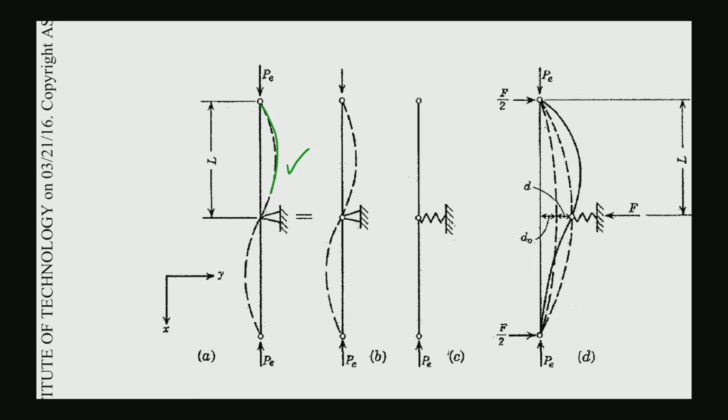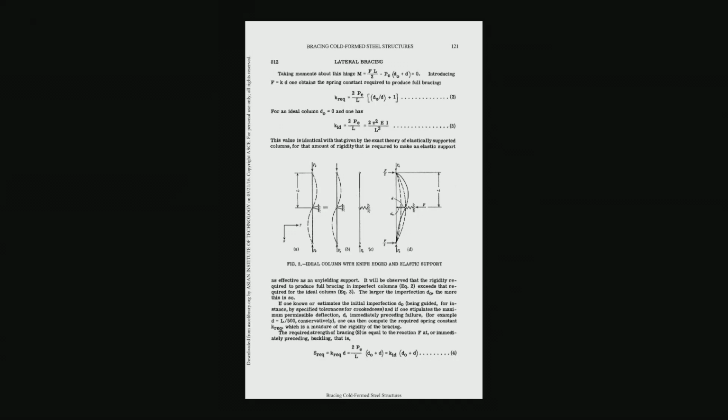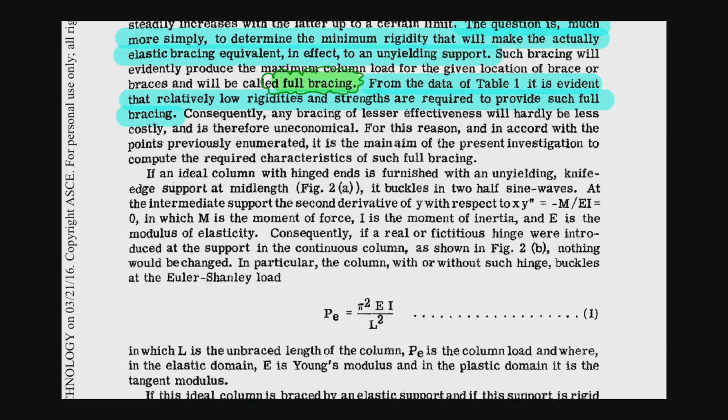The dotted line is forming a full cycle sine curve, right? This is one half, and this is another half, two half sine waves combined into one full sine curve. And this is what they mean: it buckles into half sine waves.